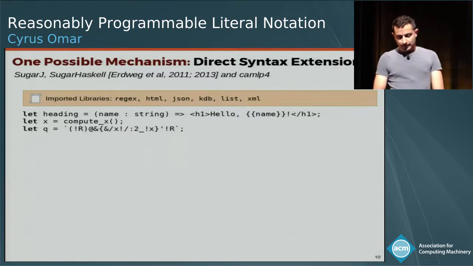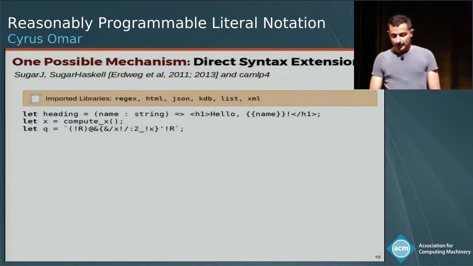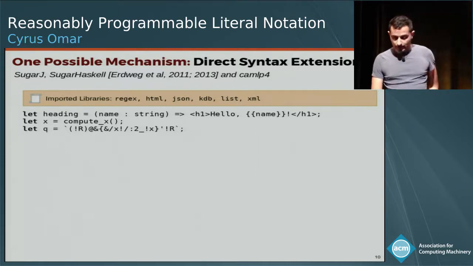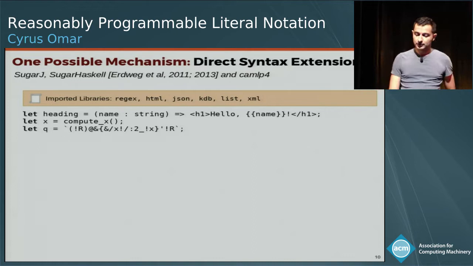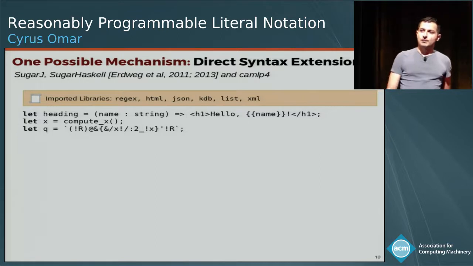This has been studied by various people. One mechanism is this direct syntax extension mechanism, which allows library providers to directly define new non-terminals that get added to the grammar of your language when the library is imported. Here we have a number of libraries that we're assuming have been imported, and then a little snippet of code that uses a couple of the notations that these library providers have added to the grammar. From the perspective of a library provider, this gives you a lot of power.